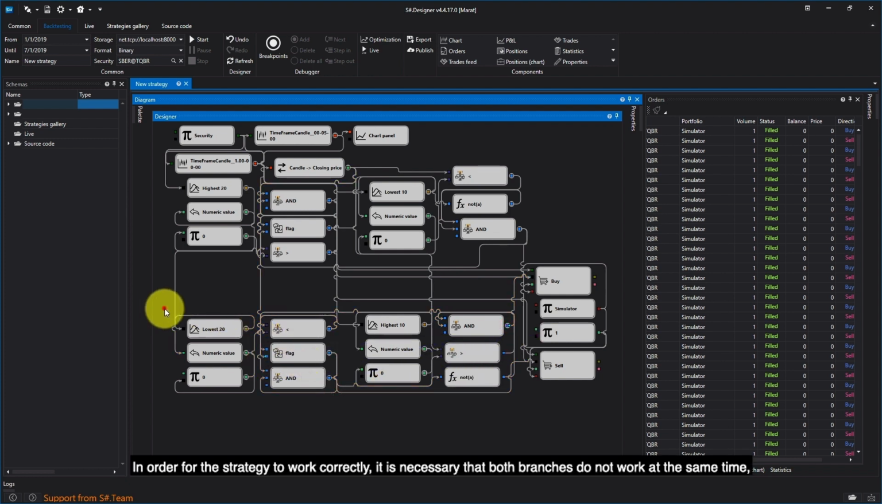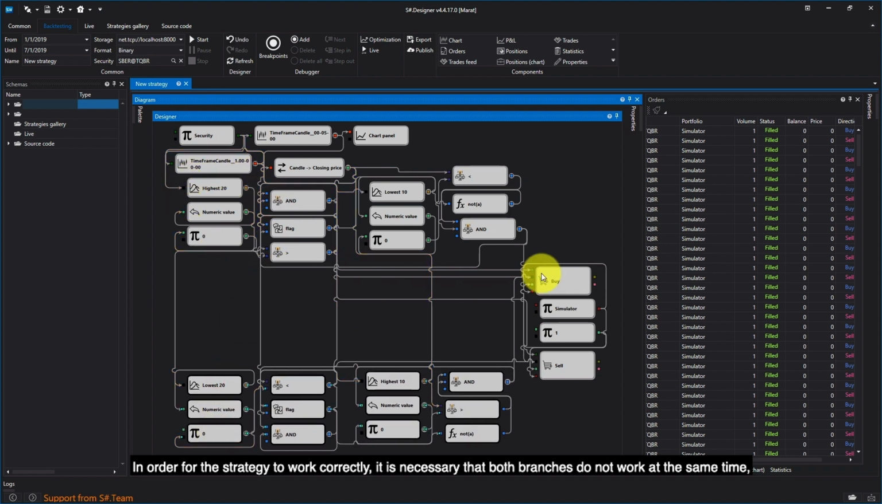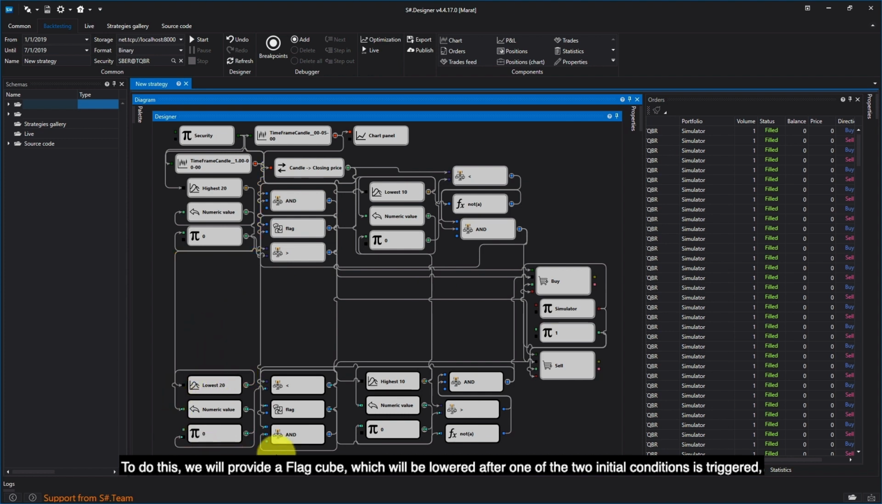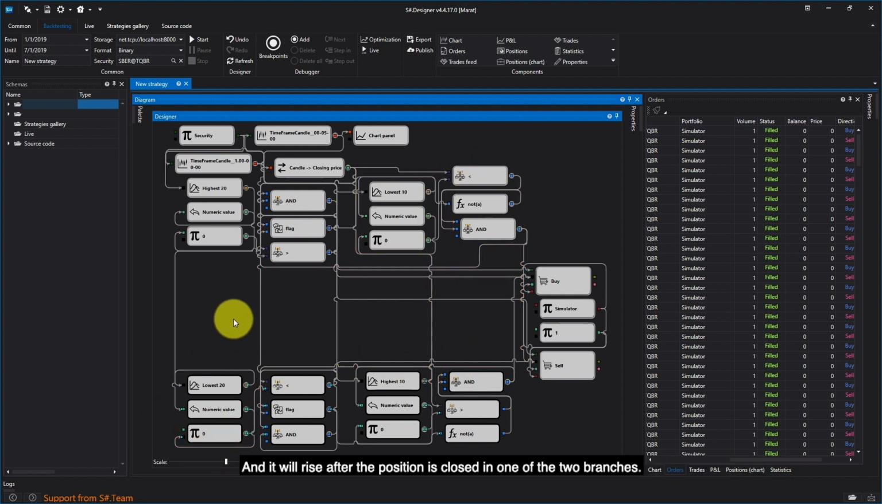In order for the strategy to work correctly, it is necessary that both branches do not work at the same time, and that they work consistently. To do this, we will provide a flag cube, which will be lowered after one of the two initial conditions is triggered, and it will rise after the position is closed in one of the two branches. Select a flag cube.